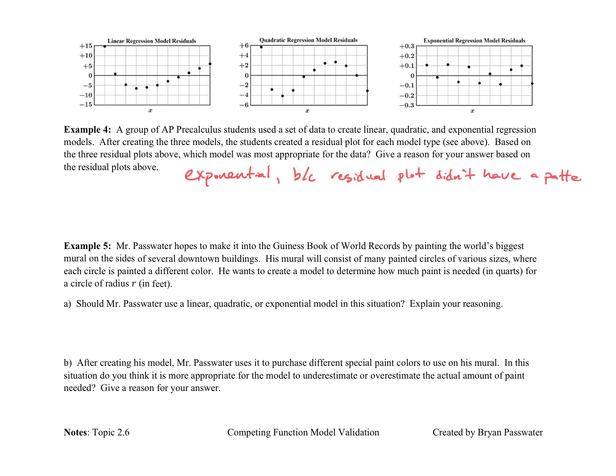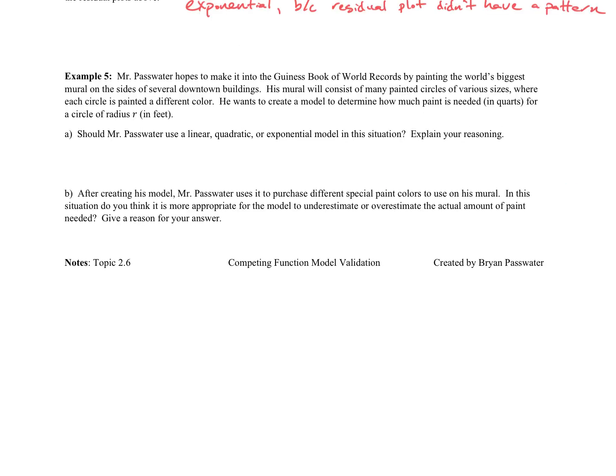All right. Example 5. Mr. Passwater hopes to make it into the Guinness Book of World Records by painting the world's biggest mural on the side of several downtown buildings. His mural will consist of many painted circles of various sizes where each circle is painted a different color. He wants to create a model to determine how much paint is needed in quarts for a circle of radius r in feet.